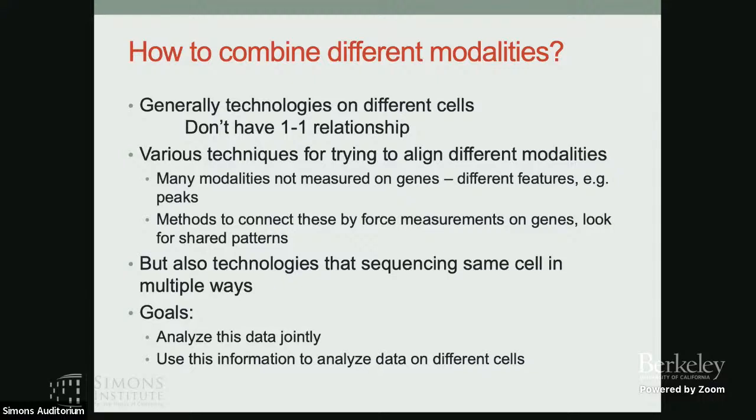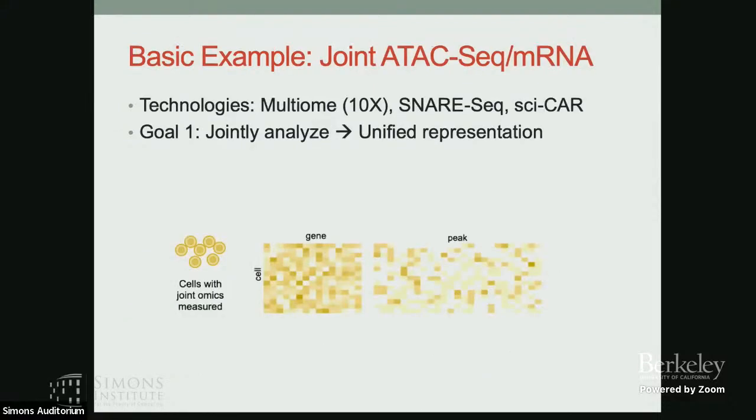So that's kind of option one in terms of the type of experiment one might have, but as was very briefly mentioned in the previous talk, there are also technologies that sequence the same cell in multiple ways. So what do I mean by that? I'll take the running example here of ATAC-seq with mRNA. There's several technologies that, from the same cells, try to measure both of these quantities. So we'll have cells, and on each cell, we can have measurements of the gene expression, but we can also have those peaks, the counts of the peaks.